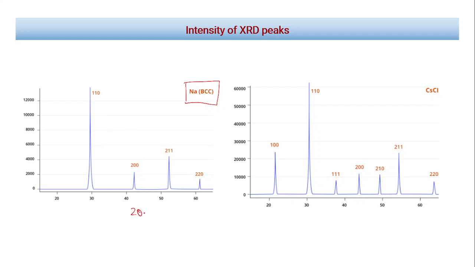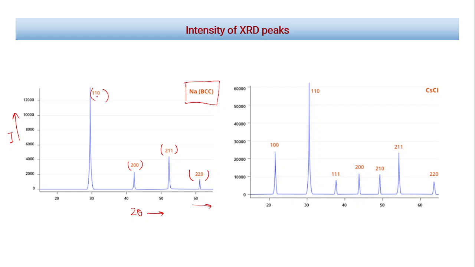This is a 2 theta versus intensity graph. So if we take the XRD of a sodium sample, then we get peaks corresponding to the 110 plane. Usually we denote it like this because we denote planes, right? So we get peaks corresponding to the 110 plane, 200 plane, 211 plane, 220 plane, and if we take measurement up to higher 2 theta values, we will see more.